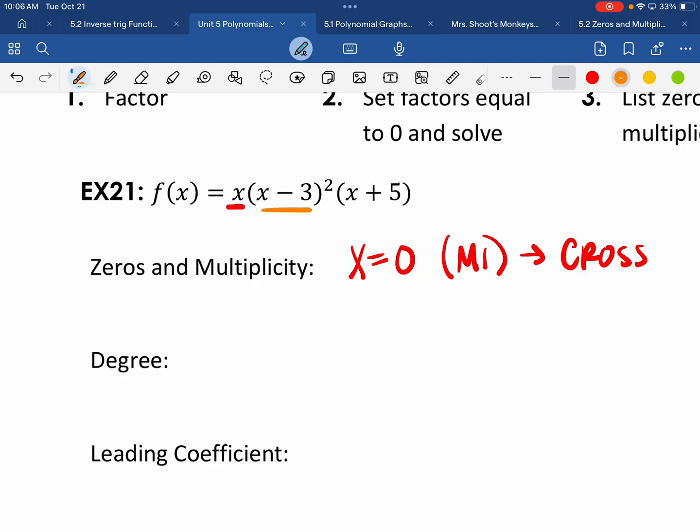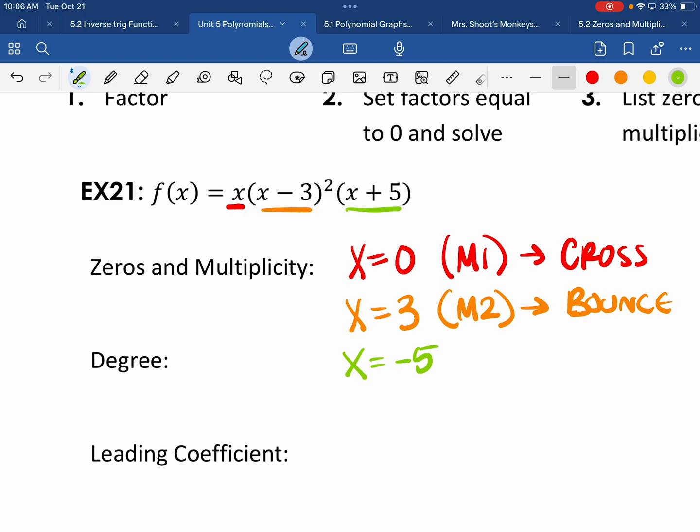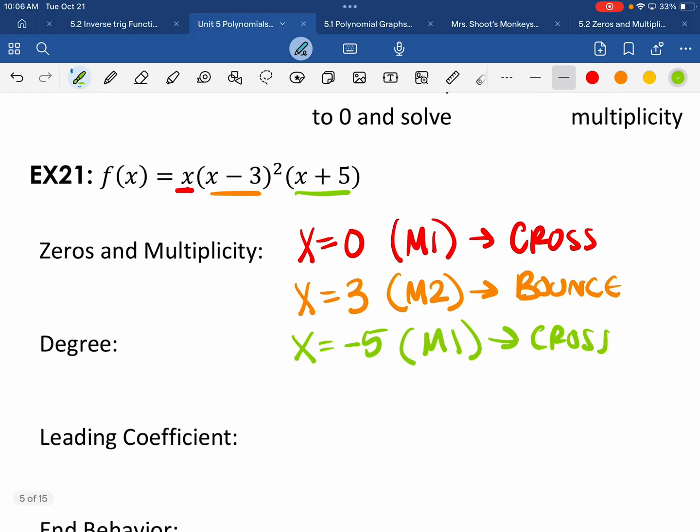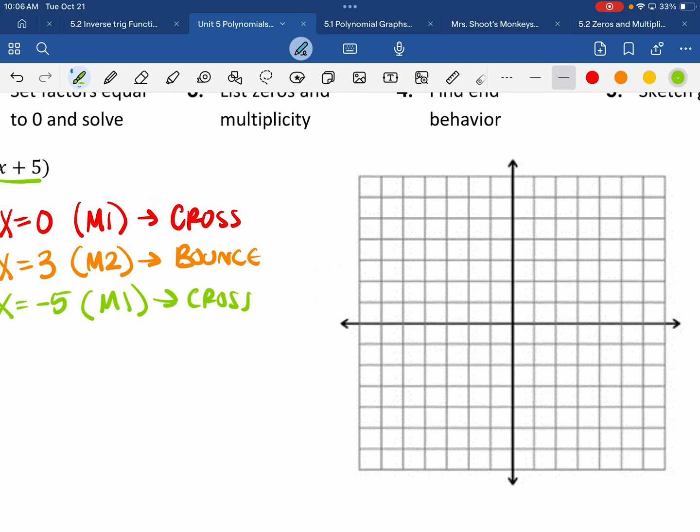All right, what about the x minus 3? x equals 3. What's the multiplicity? 2. Bounce or cross? Bounce. And then x plus 5, x equals -5. What's the multiplicity? 1, and then cross. All right, sweet. So I got all my bouncing and my crossing. So I can come over here on my graph and plot 0, I can plot 3, and I can plot -5.